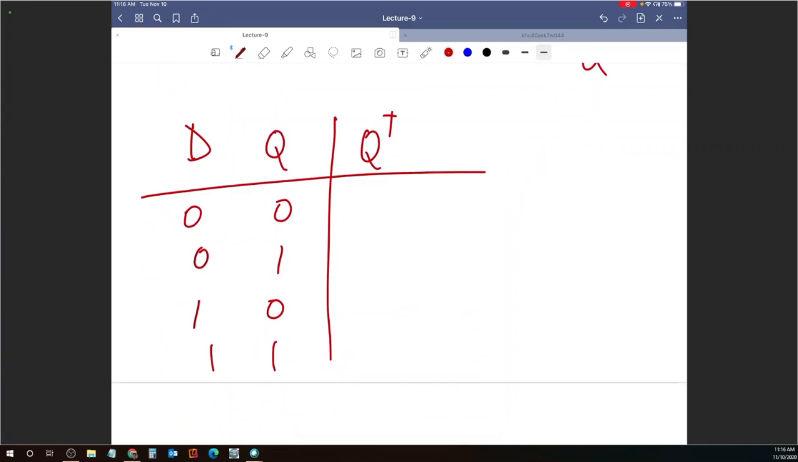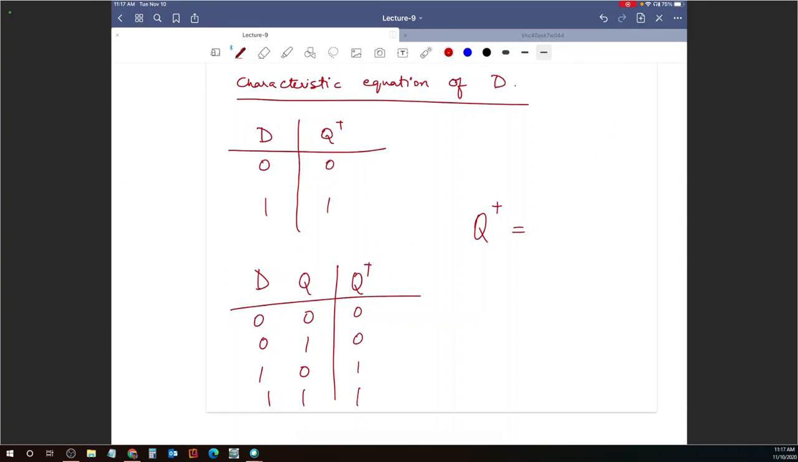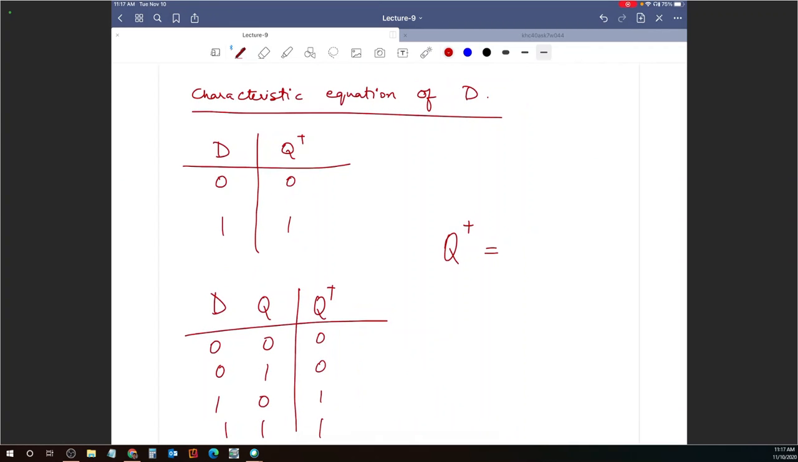Next, over here, we have both the possibilities of Q, 0 and 1. So Q plus, again, what is it going to be? D. 0, 0, 1, 1. So what is the characteristic equation of a D latch or D flip-flop? Q plus equals D. There's nothing exciting happening there.